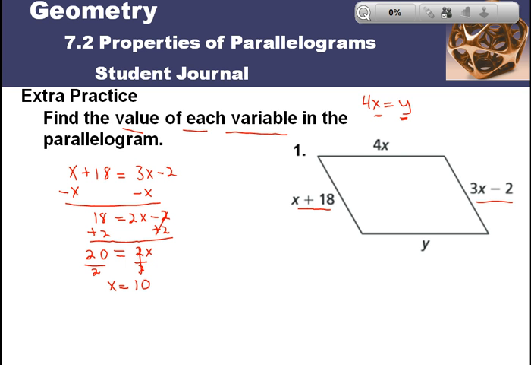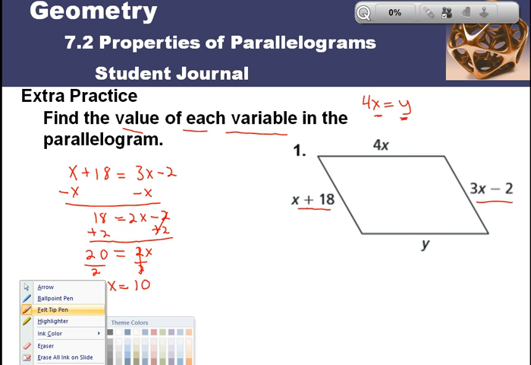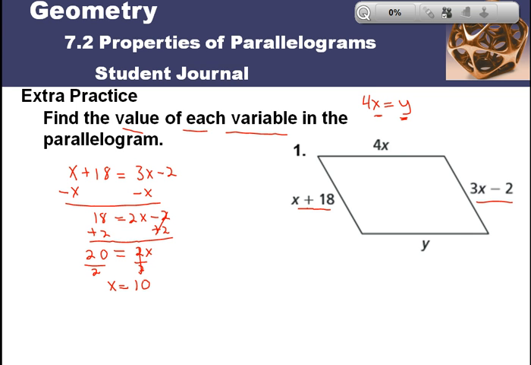Now it says find the value of each variable. So one variable is x equals 10, but again there was another variable. So we're going to have to do a little substitution here. So let's do this in another color. Let's pick another color, like, ooh, how about this purple? Let's see what that looks like.